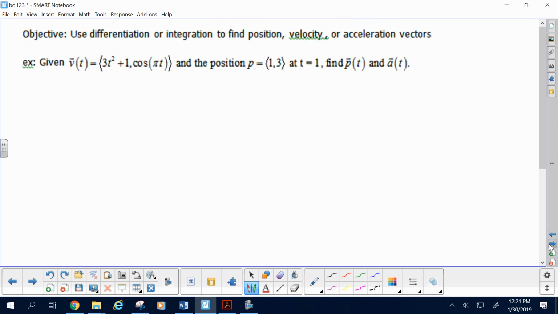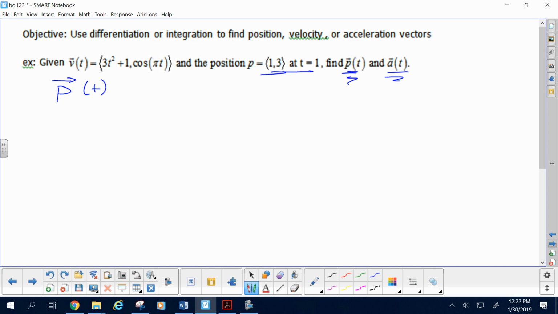Let's go then to using this to talk about position, velocity, and acceleration vectors. Just like you have a parametric position and how it changes, we also have those in vector form. So say I gave you a velocity vector like this, and I gave you an initial position at a certain time, and I wanted both the position vector p and the acceleration vector. Let's do vector p.